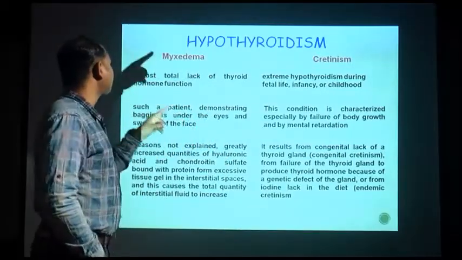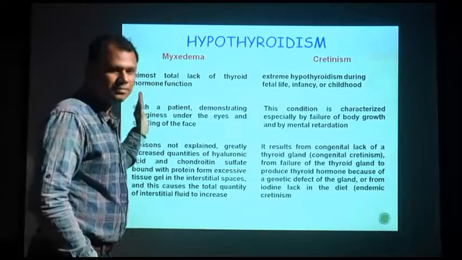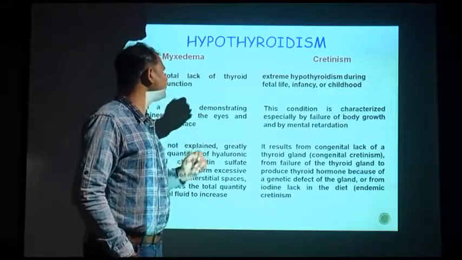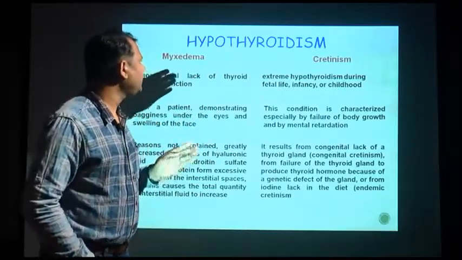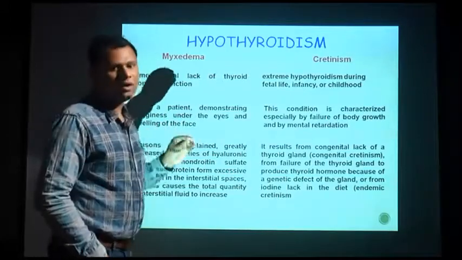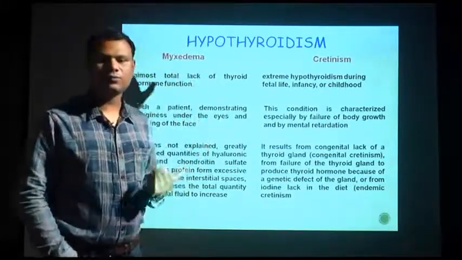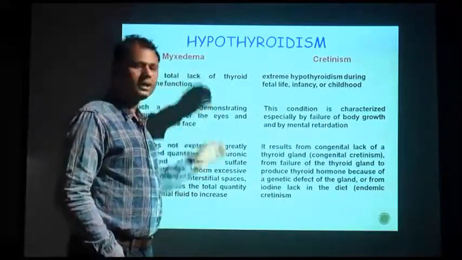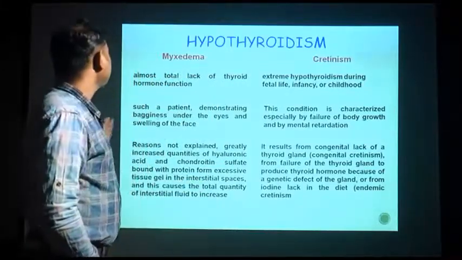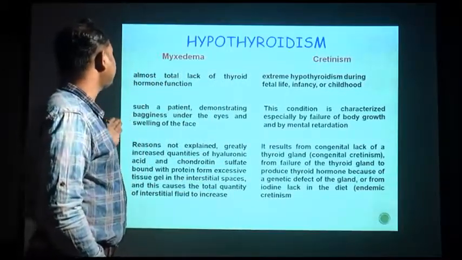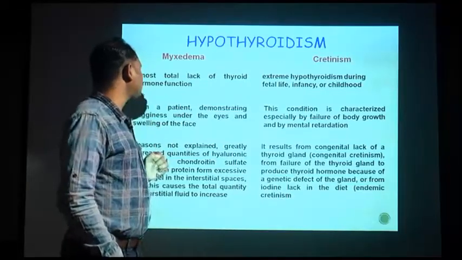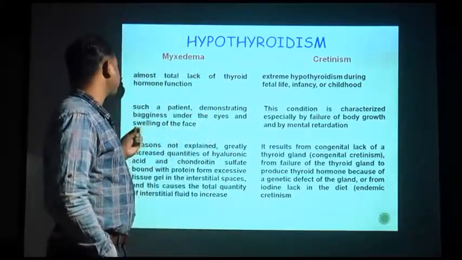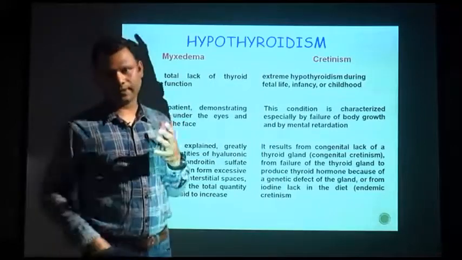So, almost total lack of thyroid hormone function in case of myxedema, total loss of thyroid function takes place. In case of cretinism, extreme hypothyroidism during fetal life, infancy or childhood. Fetal life, when the baby is already inside the womb, infancy, within some days of birth, and childhood time also, cretinism can happen. Then in case of myxedema, the patient demonstrates bagginess under the eyes, the area under the eyes looks swollen, bagginess under the eyes and swelling of the face, you will see a puffy appearance, the face is swollen, all these things.